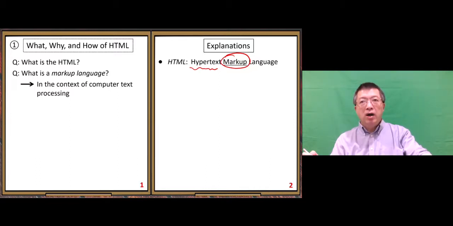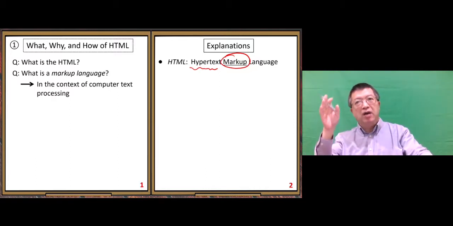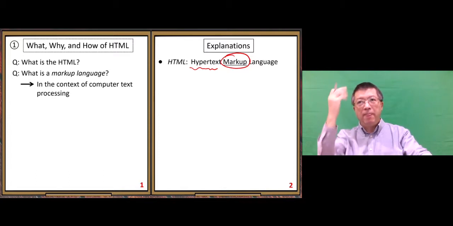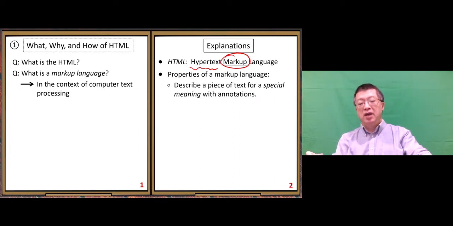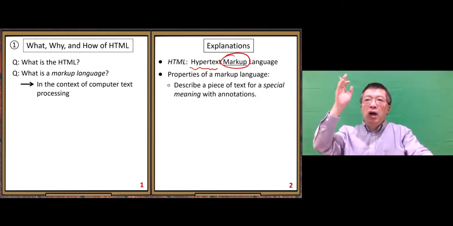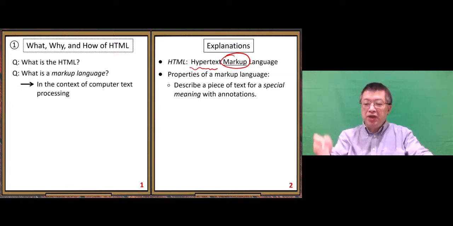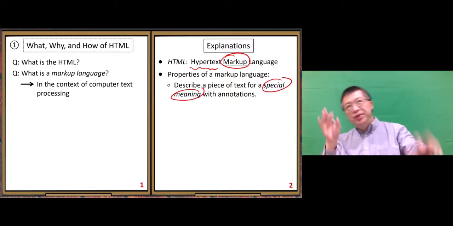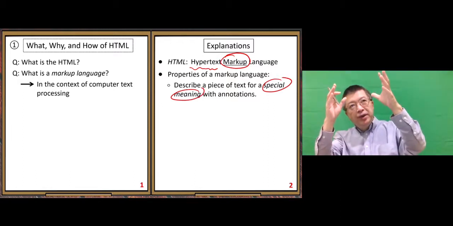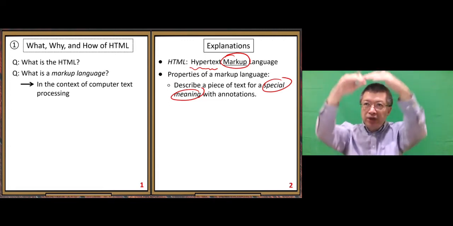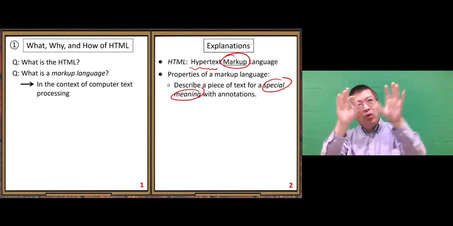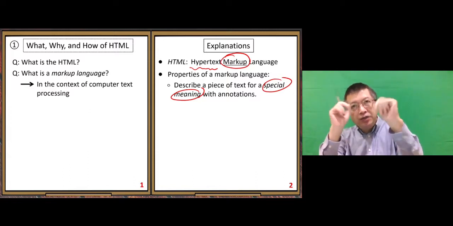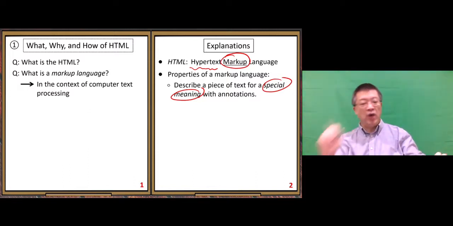When we talk about a markup language, in the context of computer text processing, let's discuss the properties of a markup language. First, it describes a piece of text for a special meaning. We need to put some special meaning on this particular piece of text with annotations. How do we put it? We use some way to do annotation. So we will see that special way.